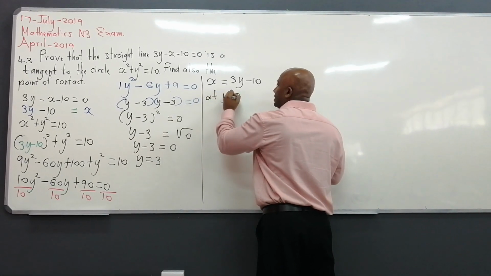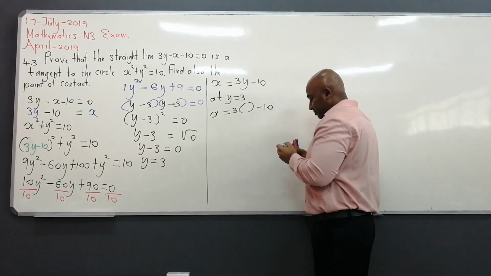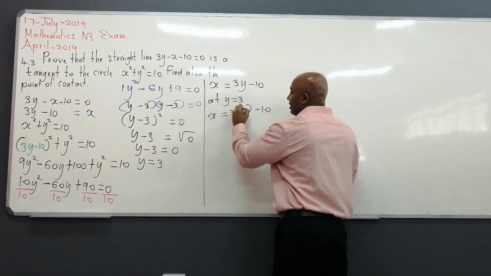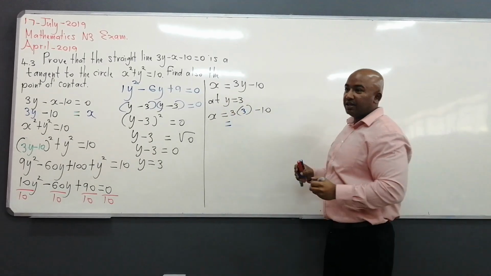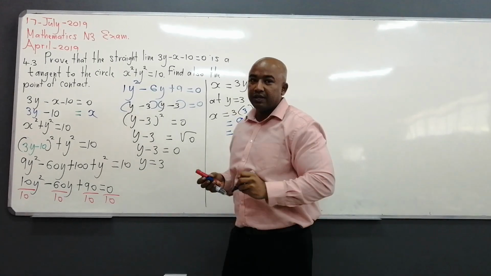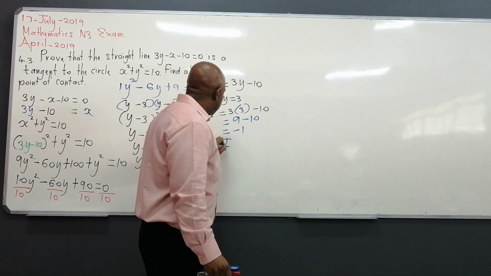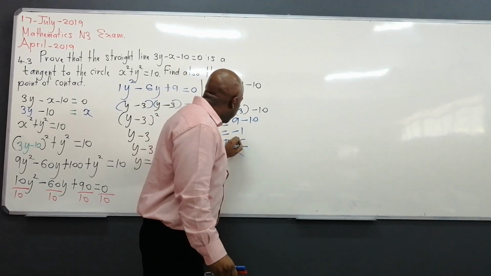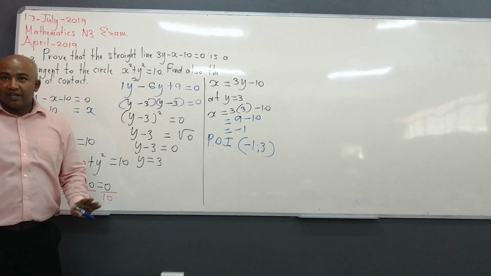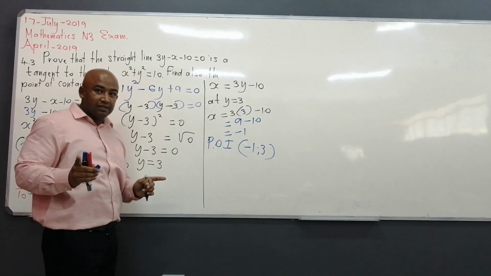So at y equal to 3, x is equal to 3 times 3 minus 10. So 3 times 3 we get 9 minus 10, which is equal to minus 1. Therefore the point of intersection is minus 1 and 3. There is only one point of intersection here. That means the straight line will touch the circle at only one point.